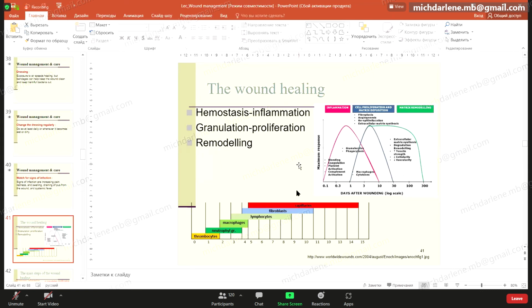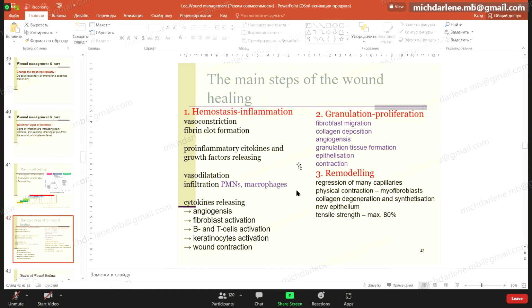The wound healing. The first stage is hemostasis and inflammation. It usually happens 2 or 3 days after injury. Granulation and proliferation, as I told you, this stage can happen about 2 or 3 days after the first period and last up to 6 months, I treated one patient like this. And remodeling, or maybe reconvalescence. It's finally the last stage in wound healing.